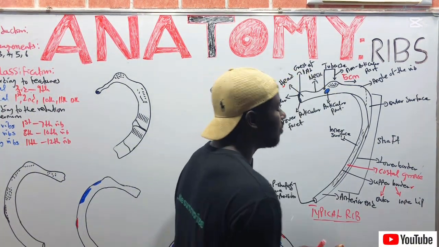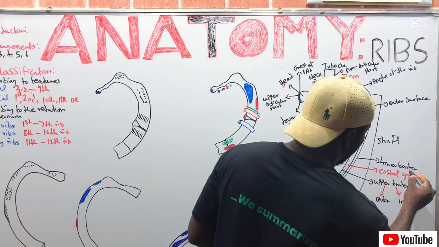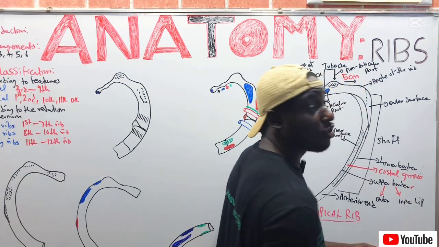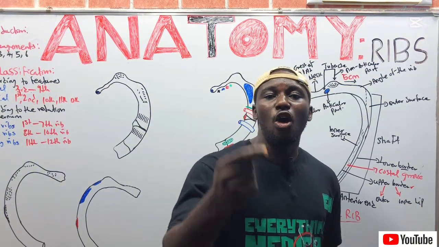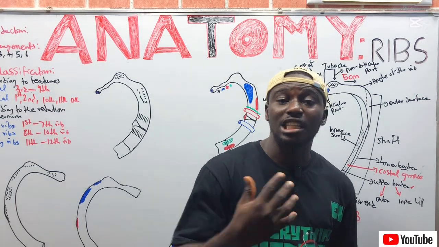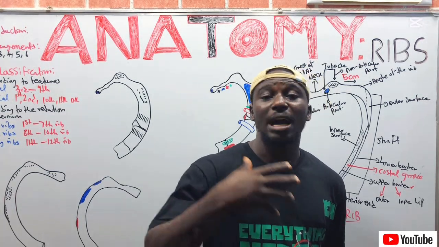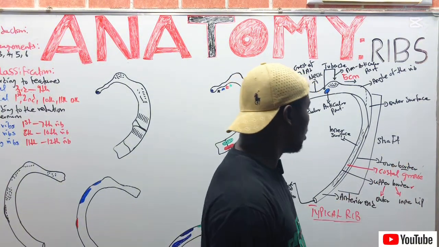Now, the lower border or the inferior border is usually sharp, and it forms the lower border of the costal groove, although it provides attachment of the external intercostal muscle. That is for the lower border.